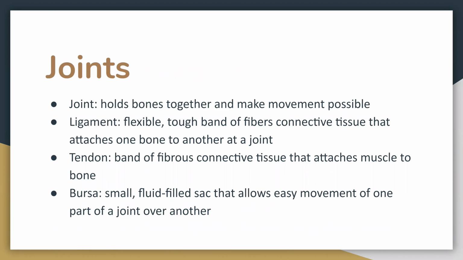So let's talk first about the joints. Joints hold bones together and make movement possible. You first have ligaments. Those are flexible, very tough bands of fiber that connect tissue and attach one bone to another at a joint. You have a tendon, which is a band of fibrous connective tissue that attaches muscles to the bones. And you have bursa, which are small, fluid-filled sacs that allow easy movement of one part of the joint over another.